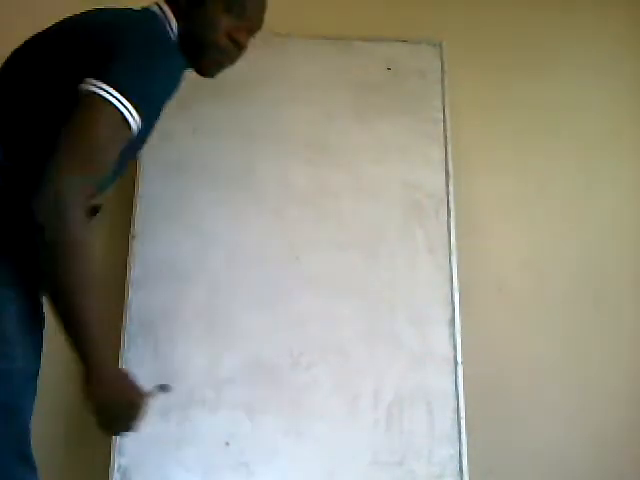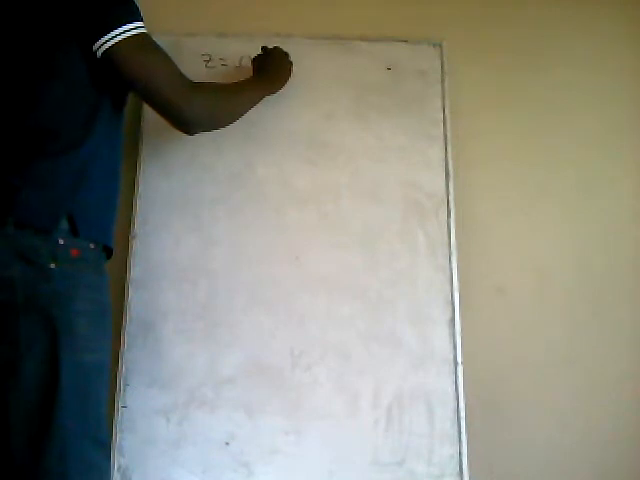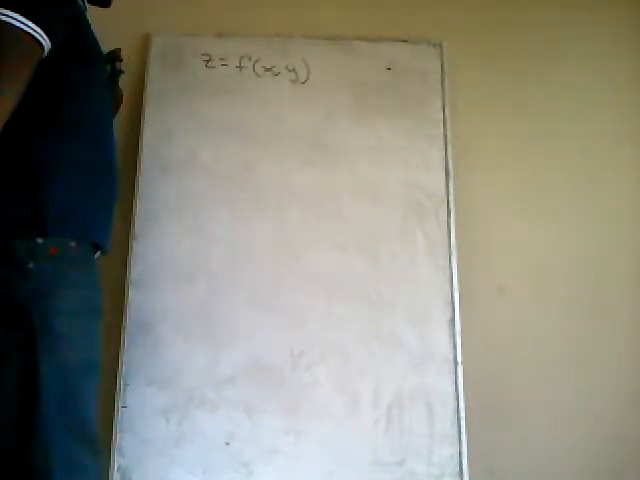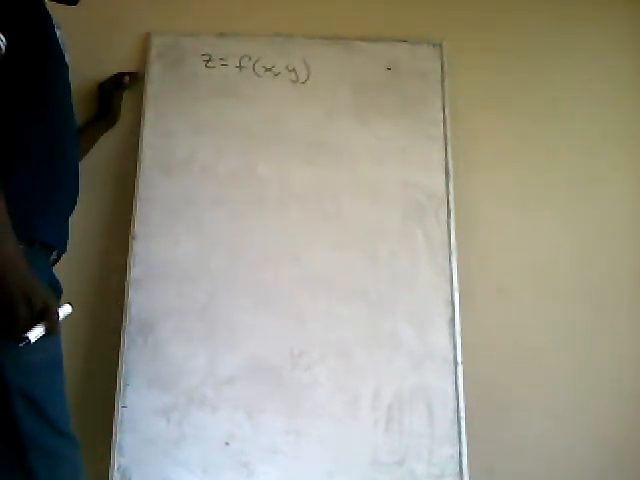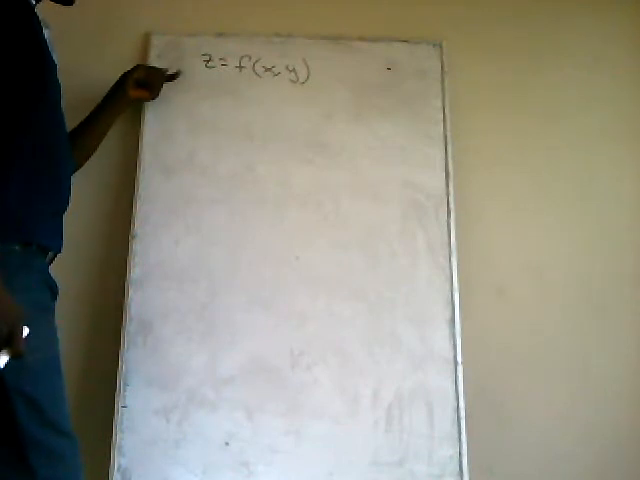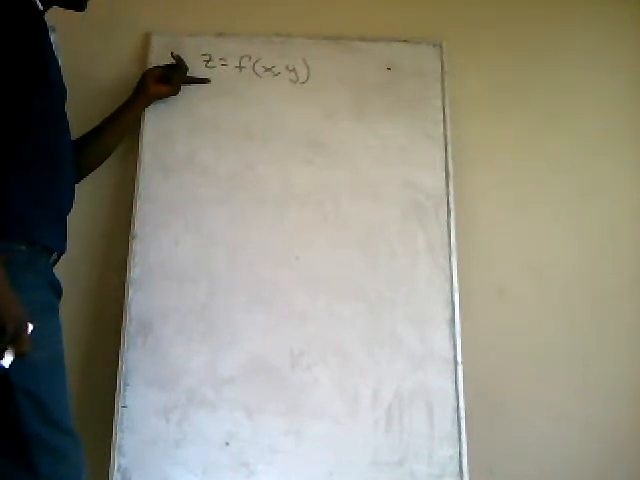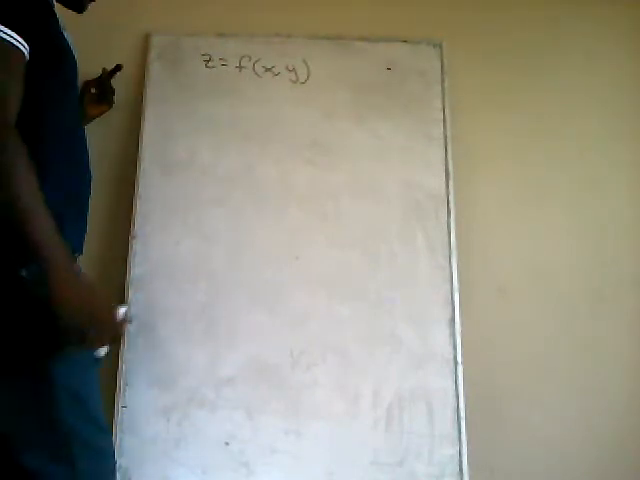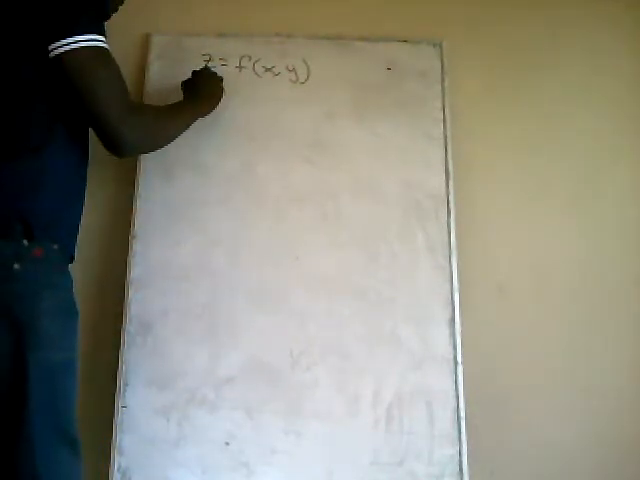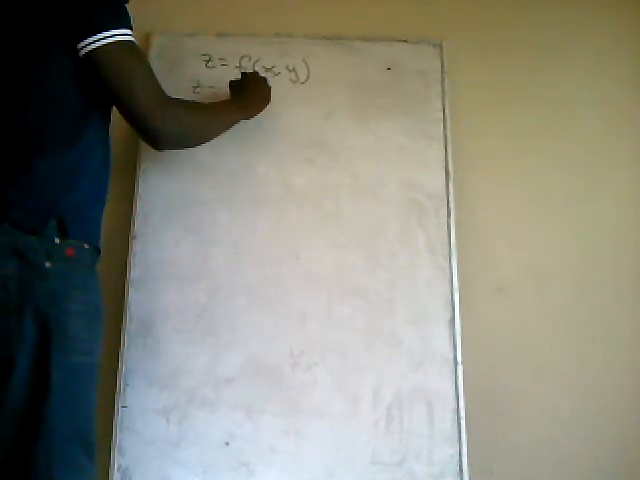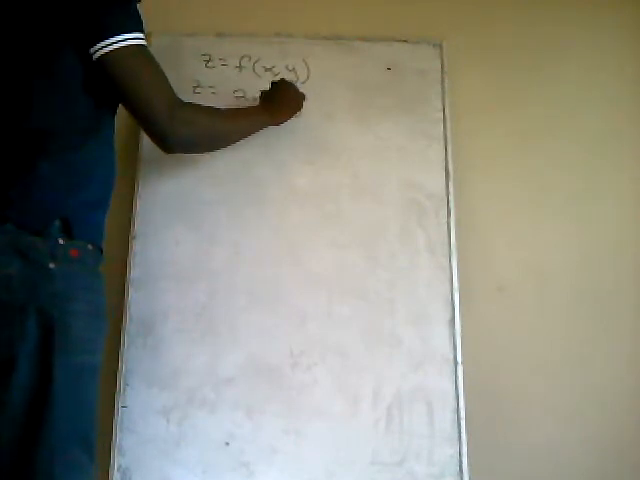We continue with implicit functions. Now, if z is equal to f of x, y, then we say that we've expressed z explicitly in terms of x and y. An example is z is equal to 2x squared plus y.